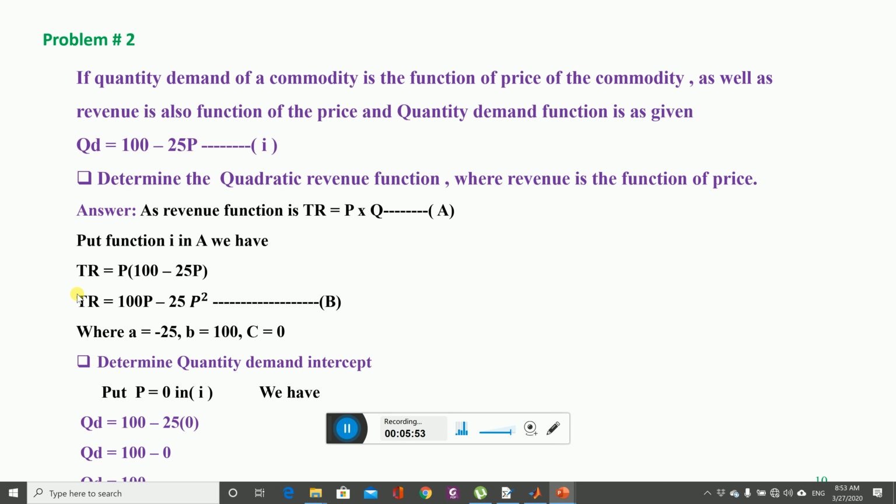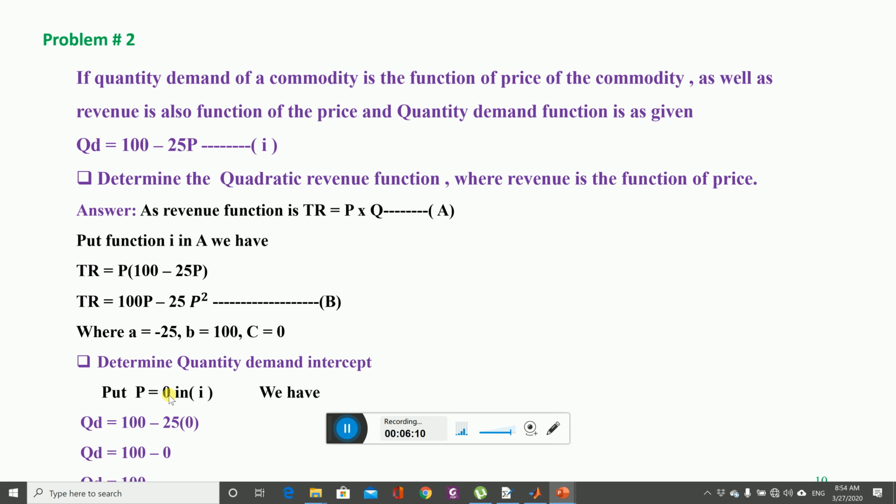The highest power of this function is 2. The values of A, B, C are also clear. Now the second part of the question is this: determine the quantity demand intercept. So we know for y-intercept x must be 0, for x-intercept y must be 0.